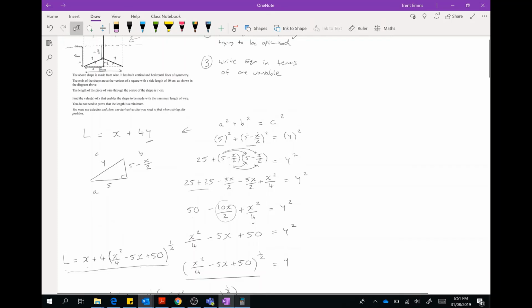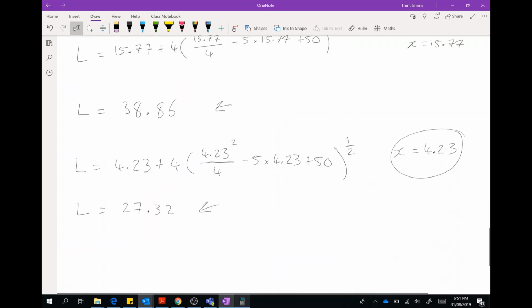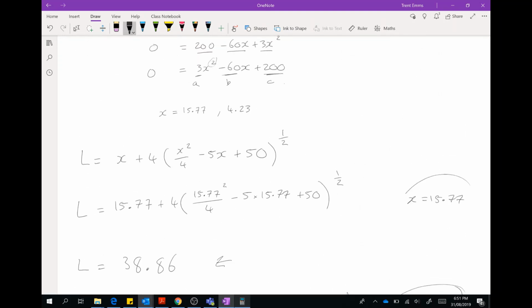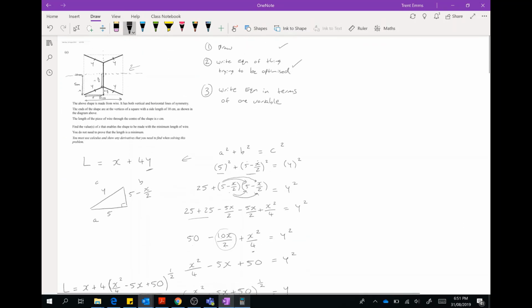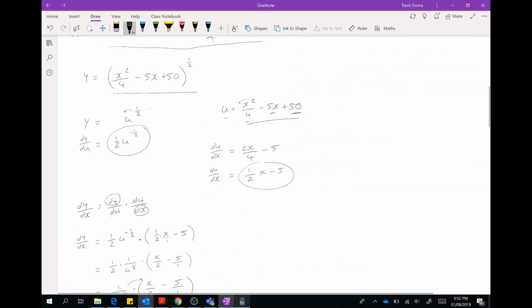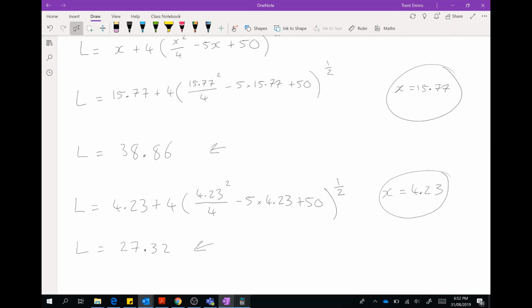Just in terms of that x value that we got out, the 15.77, if we actually look back at the question, is it possible for x to be 15.77? Because this length is 10 and x is less than 10, so we can actually ignore that solution because it doesn't make any sense. So that one there, we're actually going to ignore it, so that's invalid.